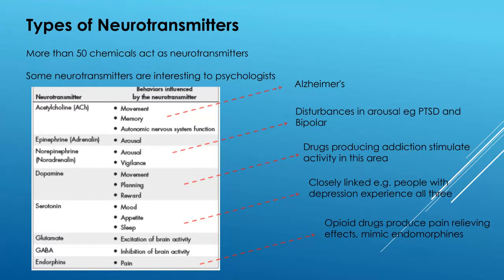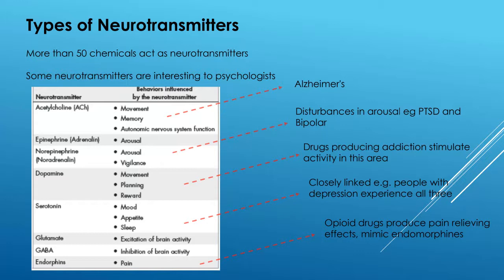Adrenaline is also another type of neurotransmitter. It impacts on arousal, a bit like our fight or flight response. Norepinephrine is arousal and vigilance. What I've put there on the right-hand side with the red arrows is, if there is a problem with these neurotransmitters, this is where you start to get psychological disorders occurring. So for example, with ACH, if there is a problem with your ACH neurotransmitters, it can result in Alzheimer's. So an impact on memory. Alzheimer's is about losing memory retention of things. The neurotransmitter that works in the memory process is ACH.